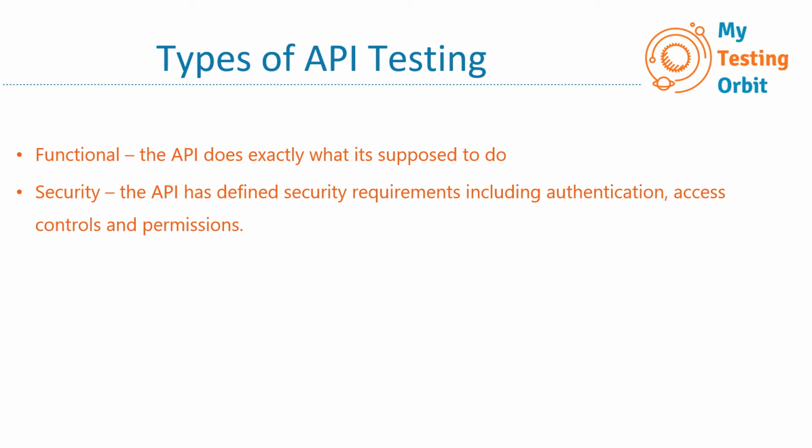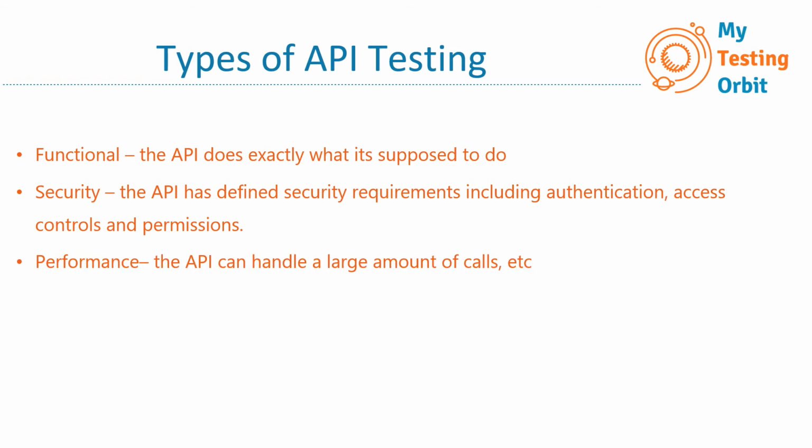The next one is security. The API has defined security requirements, including authentication, access controls, and permissions. So basically, security testing of APIs ensures that the API implementation is secure from potential security attacks. It includes the access control of the API, user permission management, and validation of authorization to access the resources.